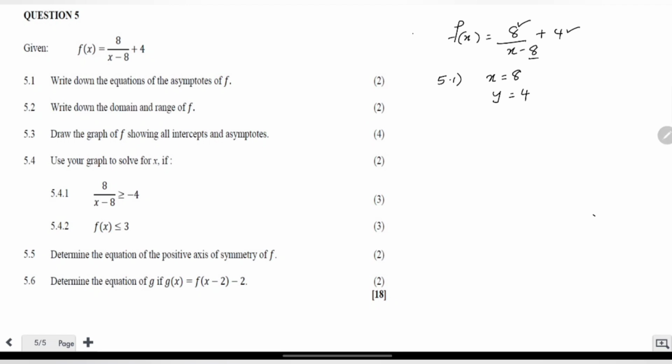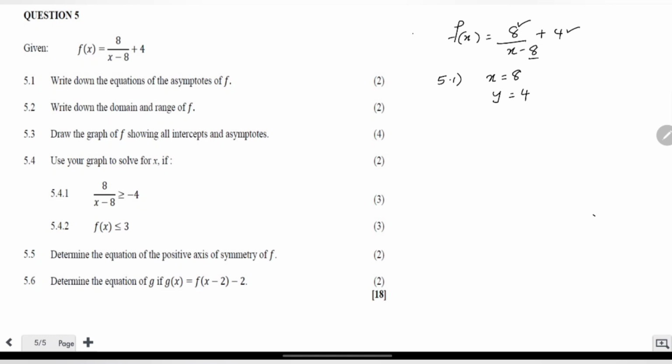Okay, a 2 marks question. This is how you have to do it, and don't lose the mark. Clear? But instead of this, if the equation is f of x is equal to 8 divided by x plus 8 plus 4, what are you going to do? x is equal to minus 8 and y is equal to 4. The y value is the same, but the x value is not positive 8, it is negative 8. Why? Because a plus is there in between x and 8. So you have to remember that. Okay? All right. Now we can go to the next question.